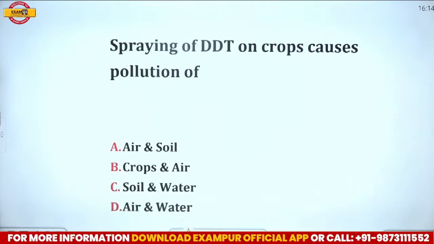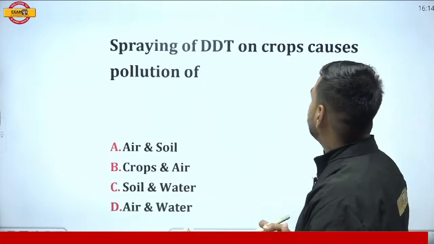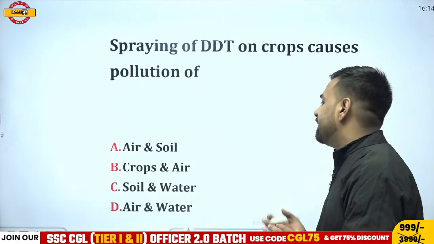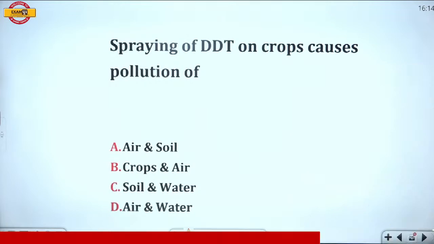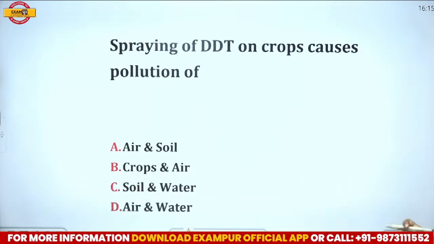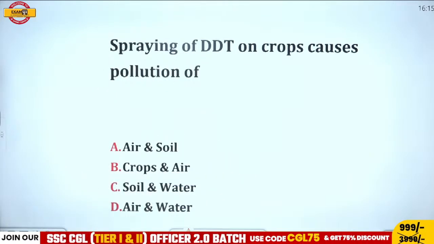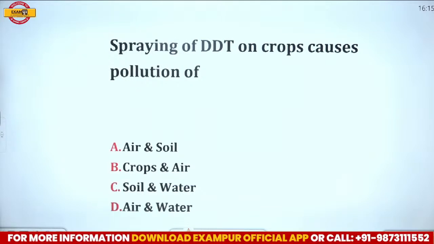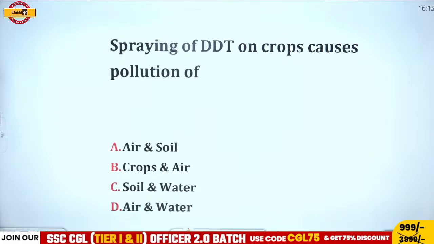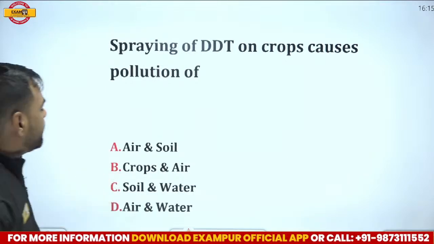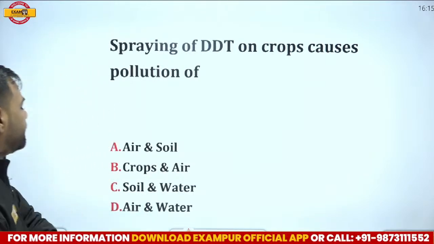Next we have spraying of DDT, dichlorodiphenyl trichloroethane. DDT on the crops causes the pollution of what? Is it air and soil? Is it crops and air? Is it soil and water? Or is it air and water? What do you think? What will be the correct answer over here? Yes, answer please. My question is, I'm talking about DDT, dichlorodiphenyl trichloroethane. If I'm using it on the crops, what kind of pollution is it going to create?